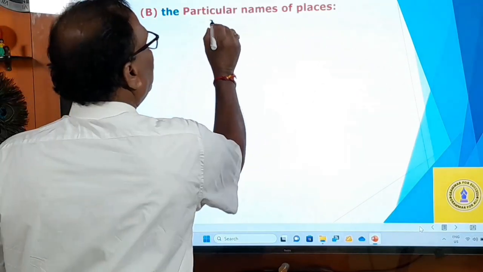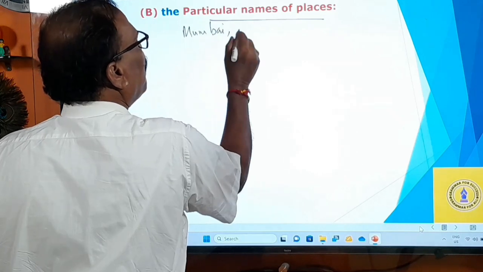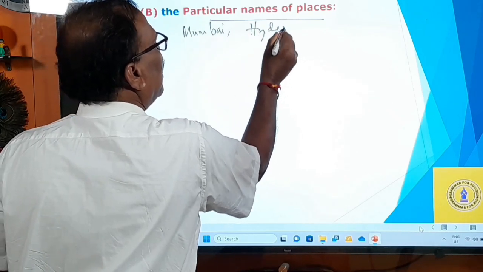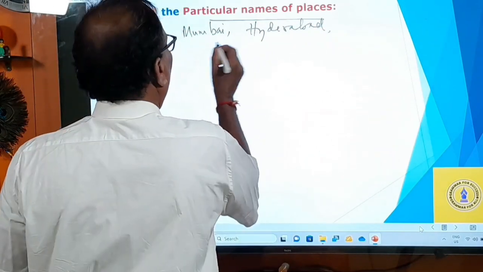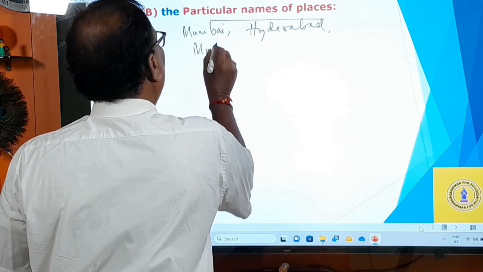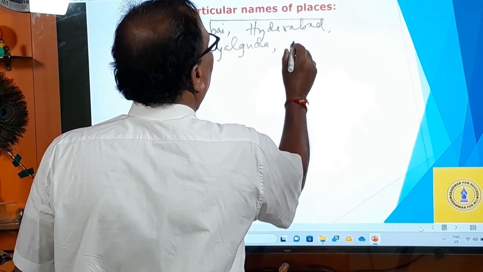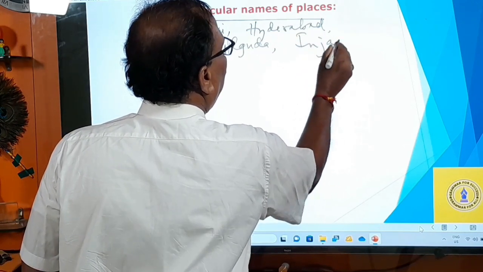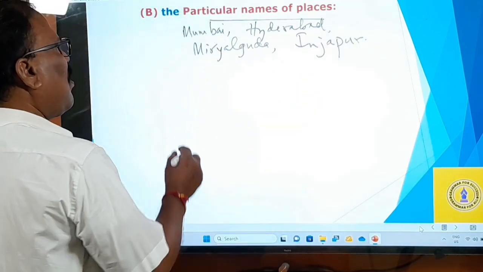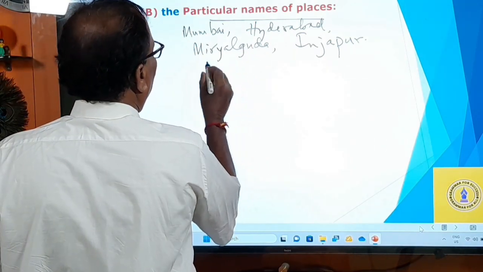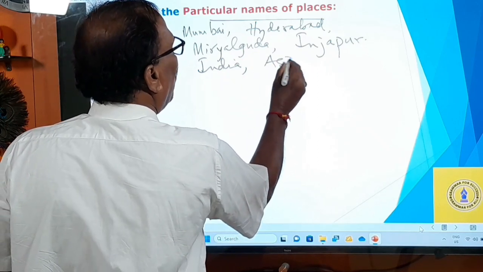Now we see before the particular names of places. Mumbai is the name of a particular place. Hyderabad is the name of a particular place. Miryalaguda is there in our region. And Injapur is a very small village near our location in Hyderabad. Not only that, India is the name of a country, and Asia is the name of a continent.